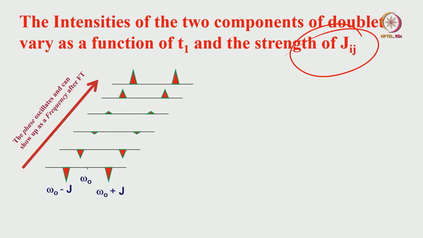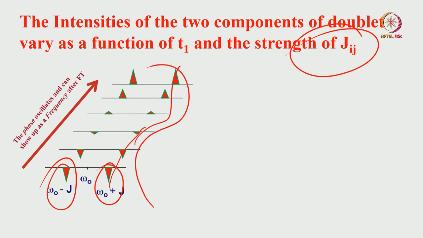I am considering only a doublet. There is one component of the doublet, the other component, fast and slow moving. Initially it will be like this, slowly they go like this, negative, zero and then positive, negative, zero and then positive. So it forms an oscillating curve like this. Both the doublet components identically start varying their intensity, identical intensity variation from the center of this doublet. That is the chemical shift.